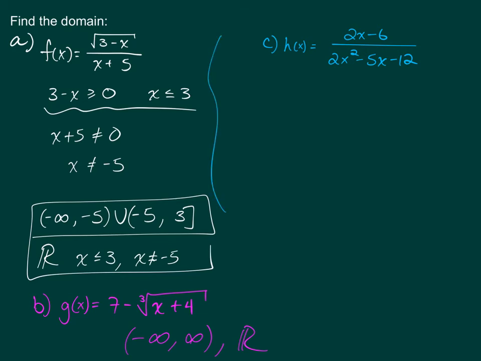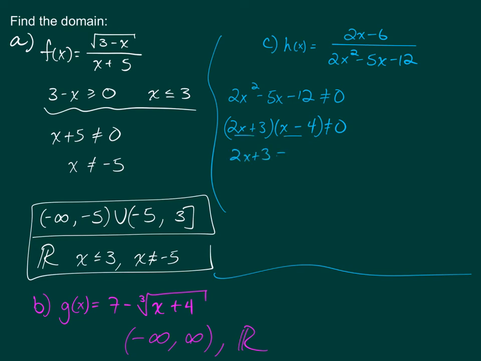And lastly over here, part C, this function only has a denominator and no square root anywhere, so we don't have to consider a square root. We just have to take the denominator, 2x squared minus 5x minus 12, and set it to be not equal to 0. So when you factor this, you'll end up with 2x plus 3 times x minus 4 cannot equal 0. And then you can take each one of these little linear factors and set it to be not equal to 0.